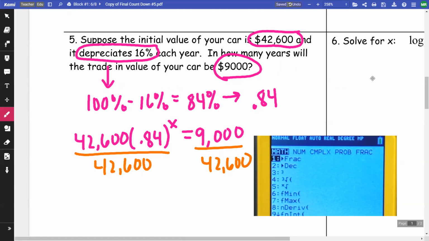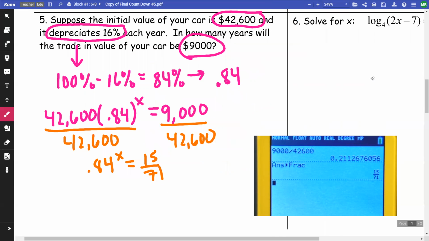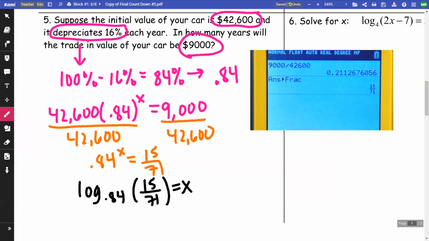I'm going to hit math to see if I can change it to a nice fraction. That's 15 over 71. Maybe that would be nicer for me to write. So this is going to be 0.84 to the power x is equal to 15 over 71. So now you can either log both sides, or I'm going to rewrite it in logarithmic form. Okay. So I am going to have log base 0.84 of 15 over 71 is equal to x. I'm going to put that into my calculator.